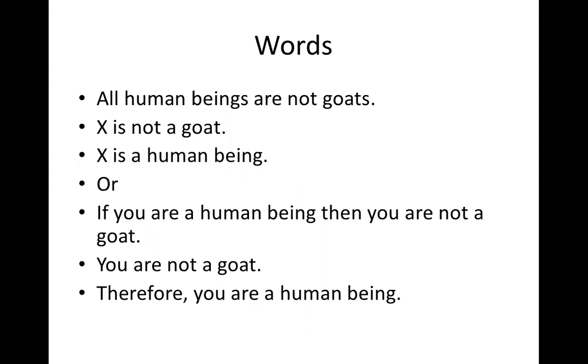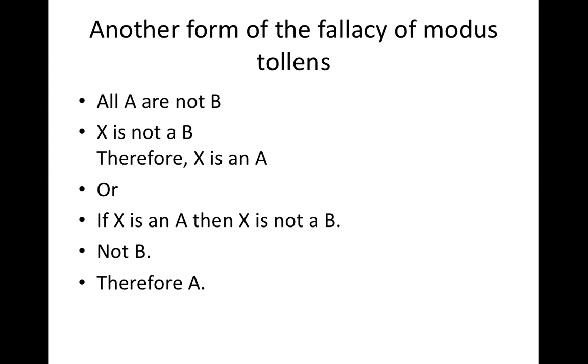So let's move on. Now let's look at another form of the fallacy of modus tollens. All A are not B. X is not a B. Therefore, X is an A. Is this an argument that affirms the consequent, or is it an argument that denies the consequent? Affirms the consequent. So why do you say it affirms the consequent?